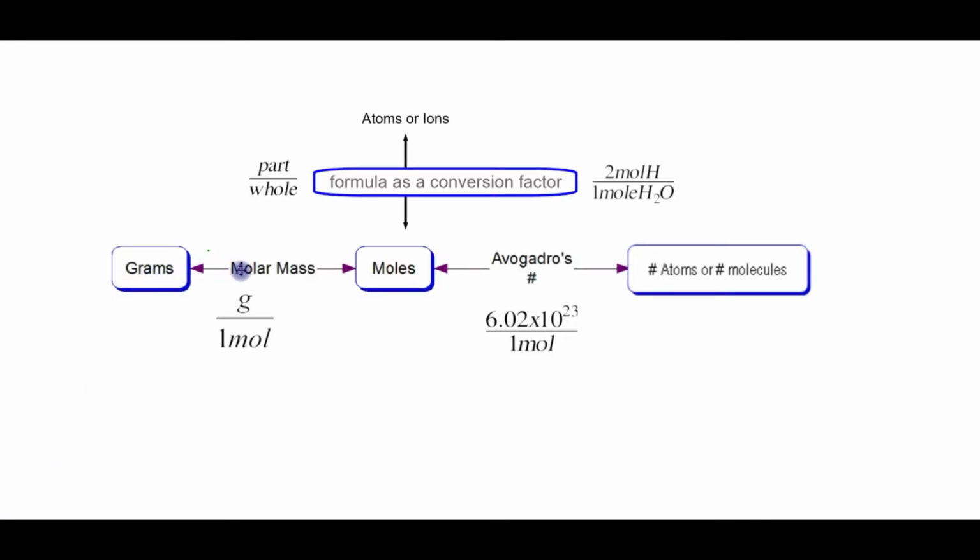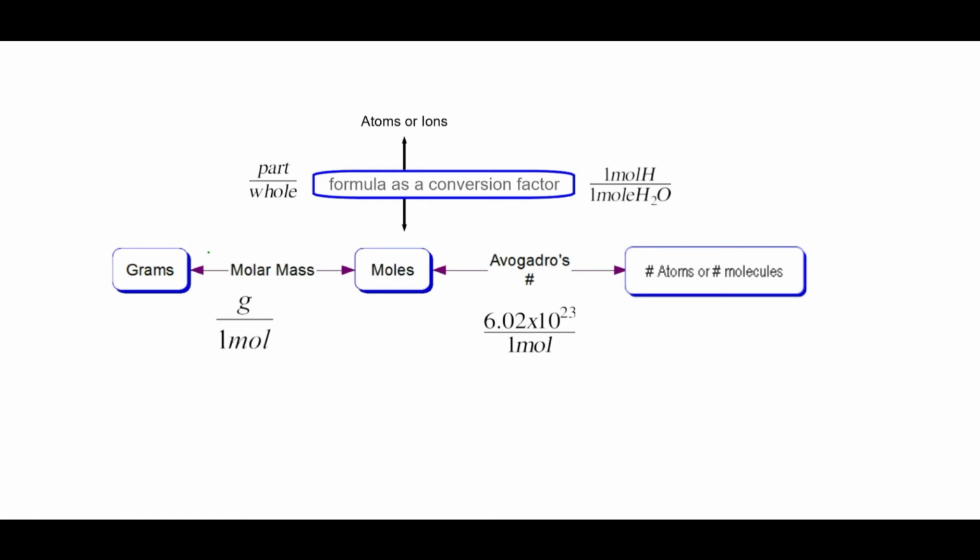We have our familiar grams to moles to particles, and now we've added using the formula as a conversion factor to get to the number of atoms or ions. This takes advantage of the part to whole relationship. For example, if we wanted to know how many moles of hydrogen were in moles of water, we could use this relationship because for every mole of water, there are 2 moles of hydrogen.